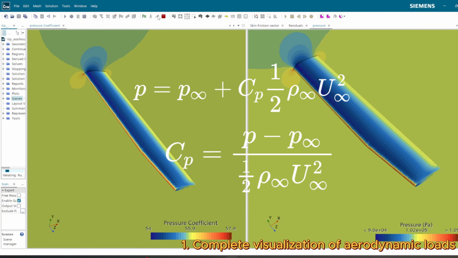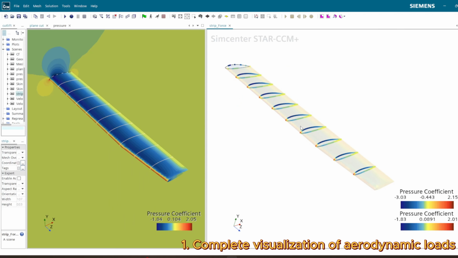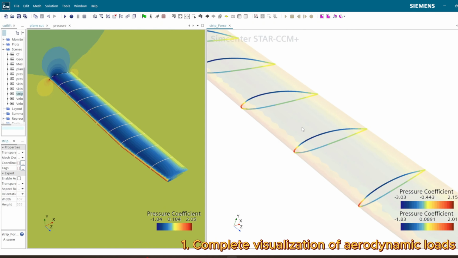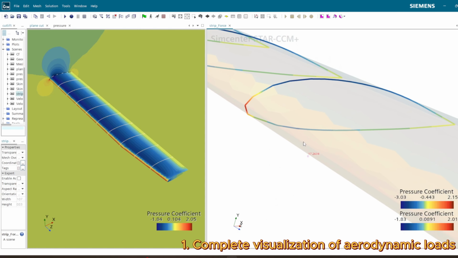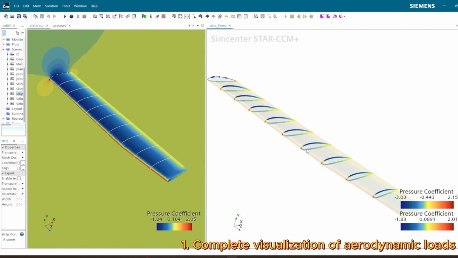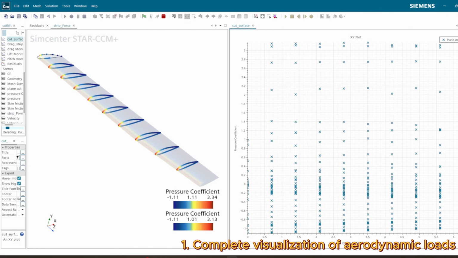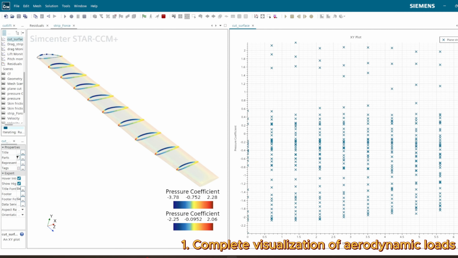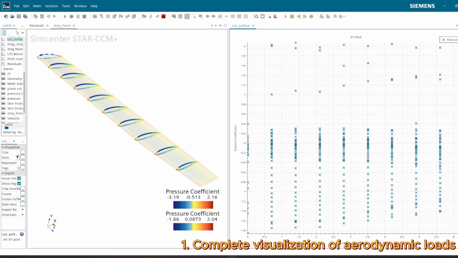on the upper surface. To analyze the results more quantitatively, we used an XY plot to extract the CP curves at different span-wise sections of the wing. However, Star-CCM+ cannot display a true 3D plot, which causes all the CP values of a section to be collapsed into a single vertical line.